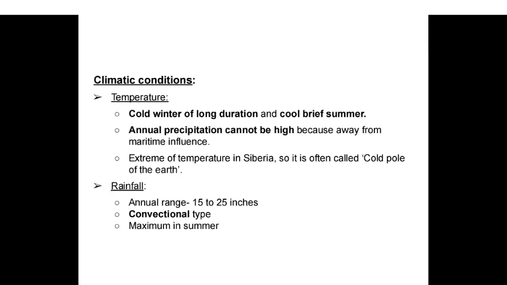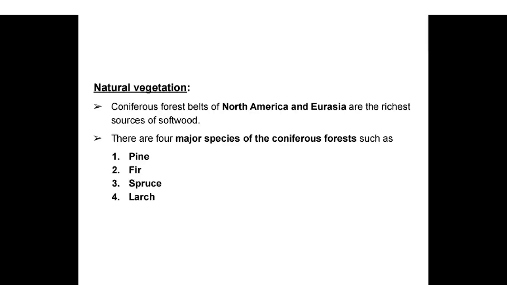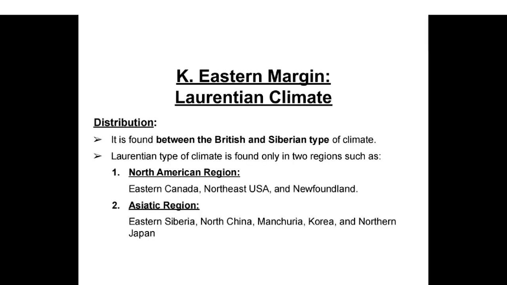Rainfall. Annual range is 15 to 25 inches, convectional type. Maximum in summer. Natural vegetation. Coniferous forest belts of North America and Eurasia are the richest sources of softwood. There are four major species of the coniferous forest such as pine, fir, spruce, and larch.